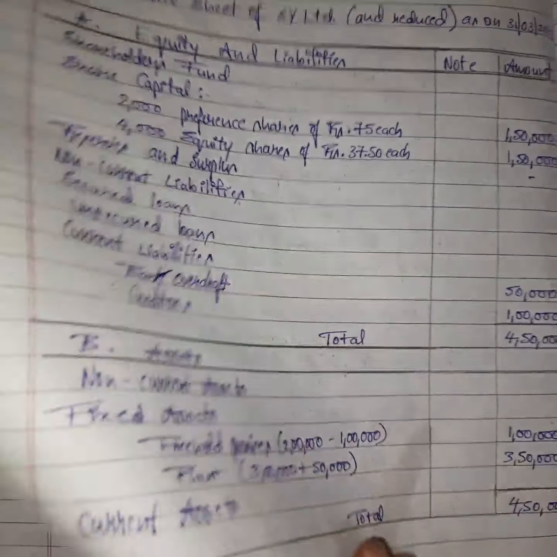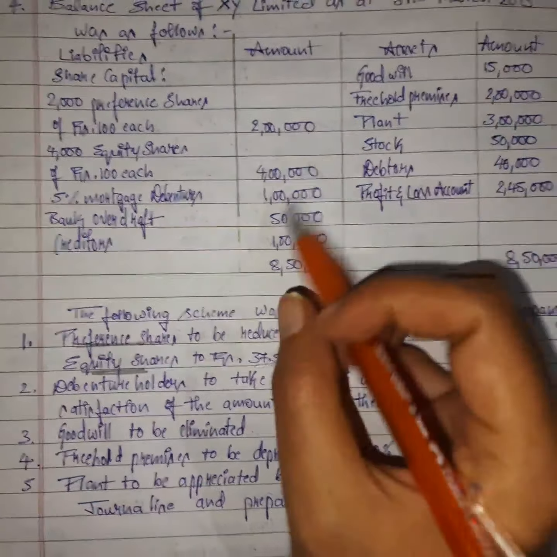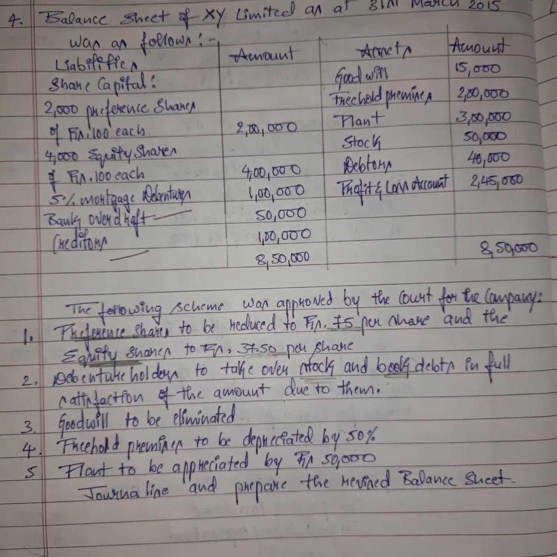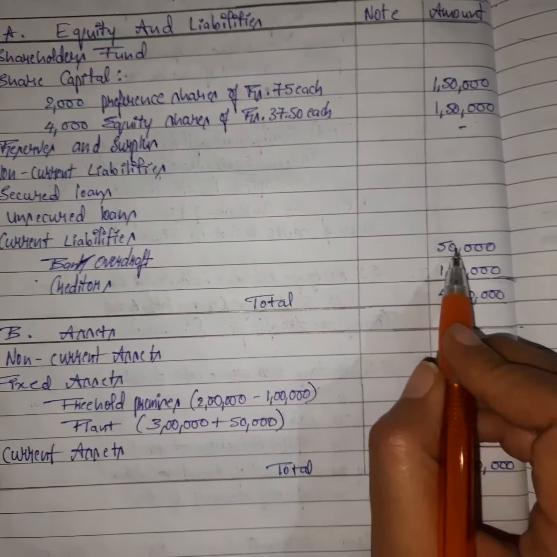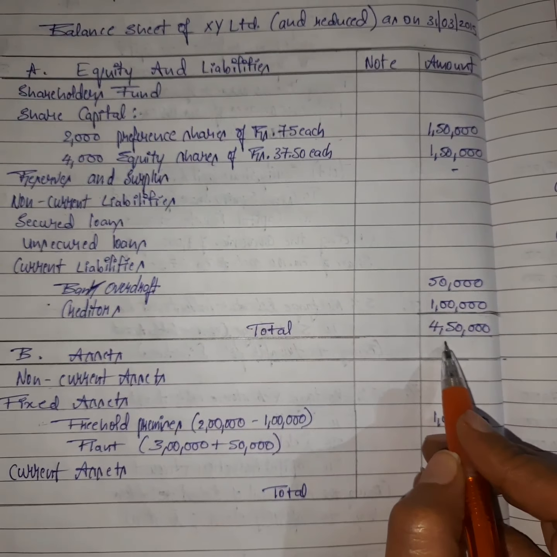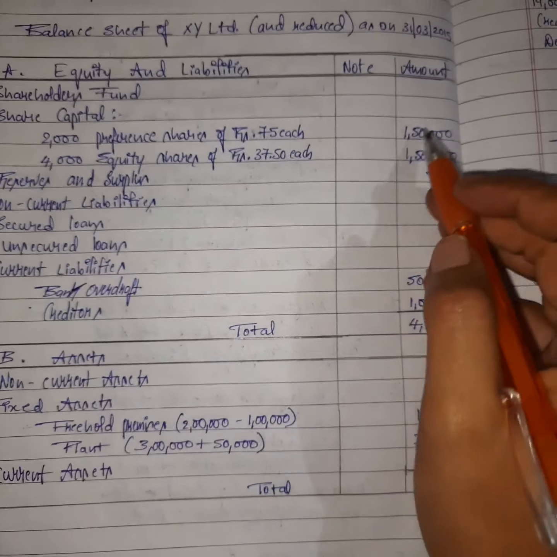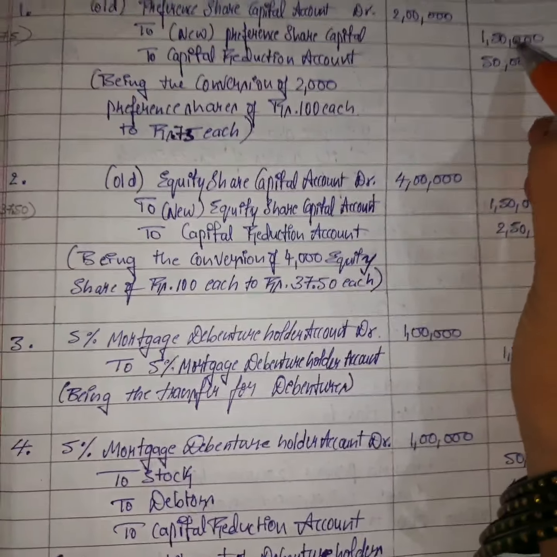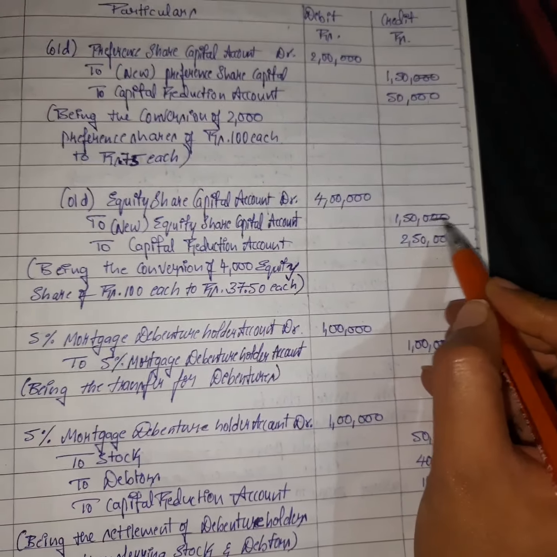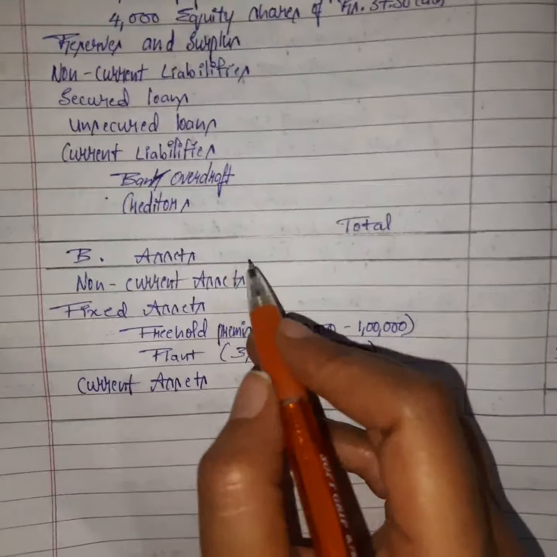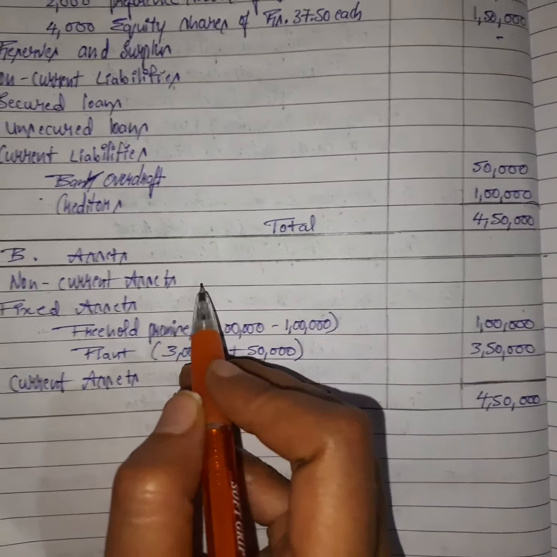Coming to current liabilities, if you check the balance sheet, there is a bank overdraft and creditors. You will be mentioning here 50,000 as well as 1 lakh. If you total, you will be getting 4,50,000. You can check this amount in the entries, 1,50,000, 1,50,000. Next you will go with the asset side, non-current assets.